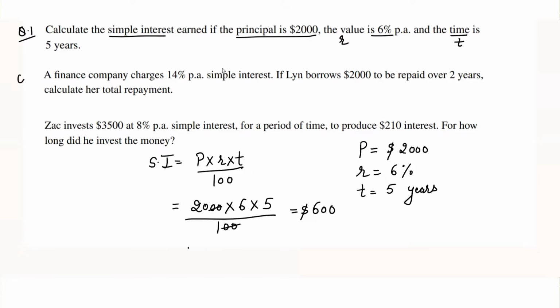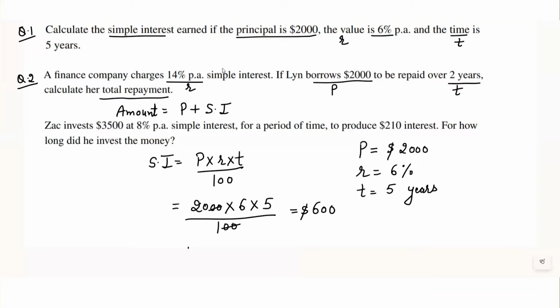Now the next question is question number 2. In the next question they have given us the value of R. Then they have written Lynn borrows. So whenever the term borrows is used, that means they are talking about the principal amount. So this is the value of P. Then over 2 years. 2 years means the value of T is already given. In the question, now they have written calculate her total repayment. Total repayment means we have to calculate what is the amount. And the formula for the amount is equal to principal plus simple interest.